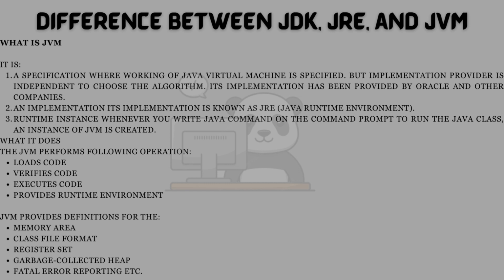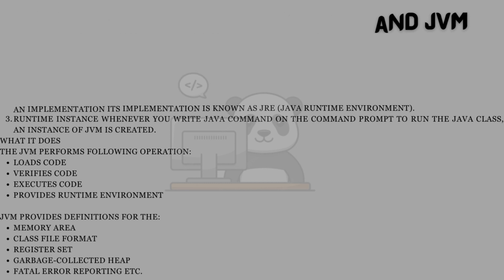Runtime instance: whenever you write the java command on the command prompt to run the Java class, an instance of JVM is created. What it does: the JVM performs the following operations: loads code, verifies code, executes code, provides runtime environment. JVM provides definitions for the memory area, class file format, register set, garbage collected heap, fatal error reporting, etc.